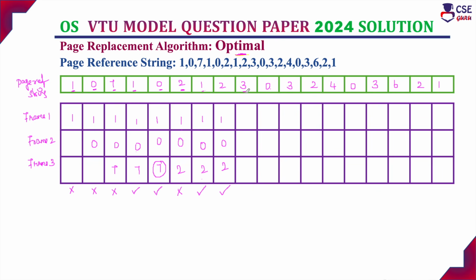Next page number 3, that is not available here. So you need to check the near future. 0 you should not replace. Okay. 3 it is not available here. 2 you should not replace.